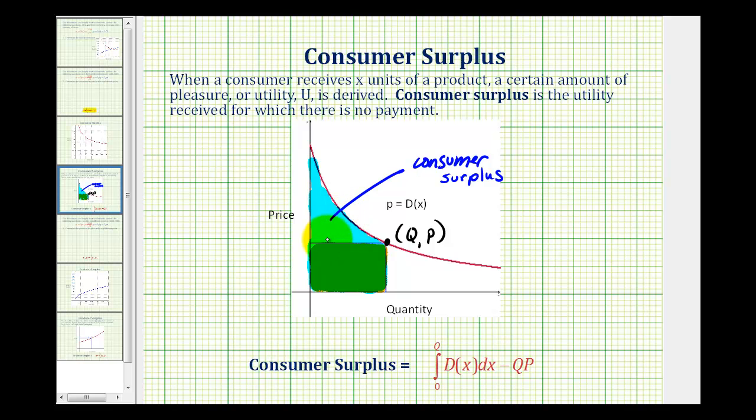Another way to think of consumer surplus is, let's say you're willing to pay $100 to purchase a new MP3 player, but then when you go to the store, it's on sale for $80. Well, because you were willing to pay $100 and it only cost you $80, of course you're happy, and that $20 that you saved could be viewed as consumer surplus. Now let's go back and take a look at our example.